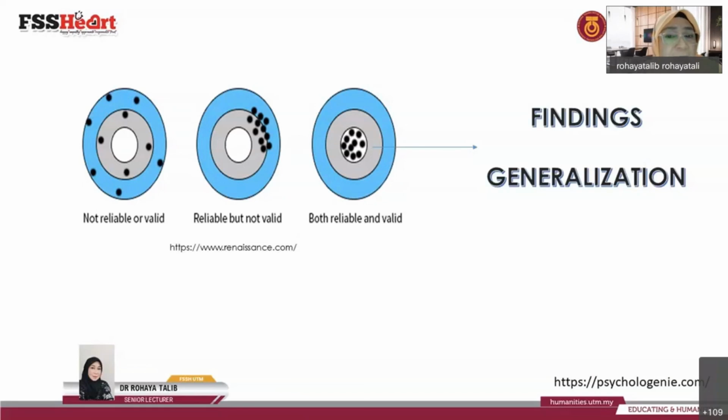The implication is on the findings and the generalization that you make. This is very, very critical. When you do research, actually, you want to find the truth. But with a faulty instrument, faulty tools, which are not valid and also not reliable, your findings and generalization are away from the first intention of doing research, which is to find the truth. That is my big concern.